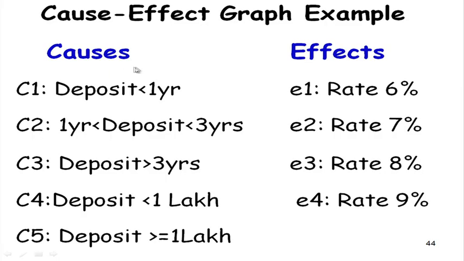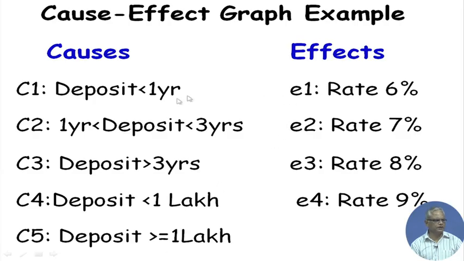So, let us identify the causes and the effects first. These are the different inputs: deposit is less than 1 year, deposit is between 1 year and 3 years, deposit is greater than 3 years, deposit is less than 1 lakh and deposit is greater than 1 lakh. So, these are all input causes, and then the effects are the 6%, 7%, 8%, 9% rates, and specific combinations of these causes produce some effect.